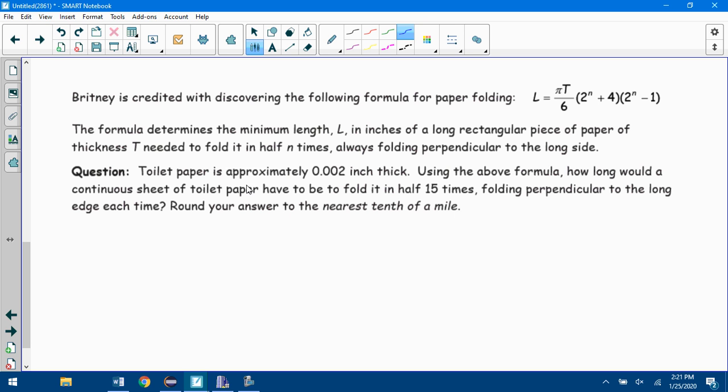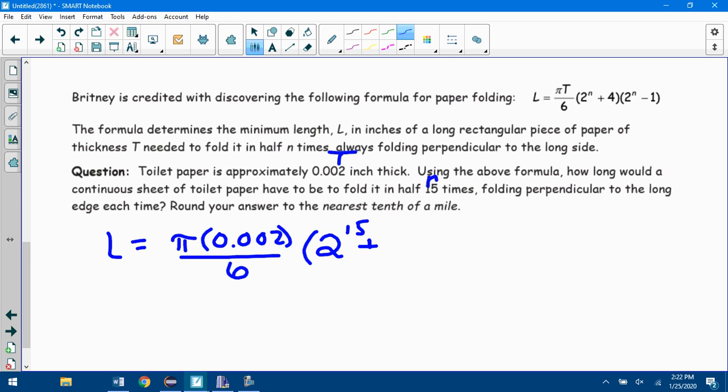All right, think about where we'd put stuff. It's approximately 0.002 inches thick. So where's that going to go in the formula? T was the thickness. So this is going to go in for T. How long of a sheet of toilet paper would we need? So we're going to be solving for L to fold it in half 15 times. So where's 15 go? That goes for N. All right, so let's evaluate this. We'd have L equals pi times 0.002 over 6 times 2 to the 15th plus 4 times 2 to the 15th minus 1.